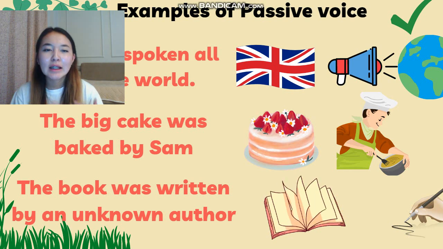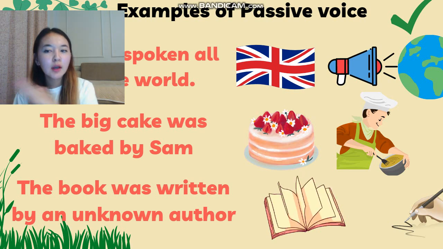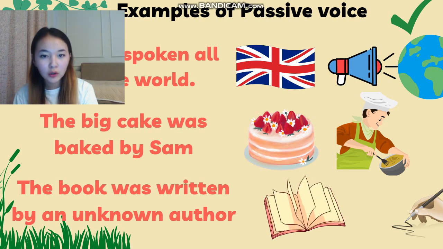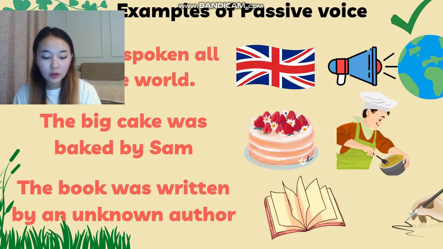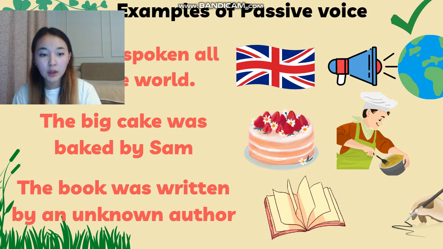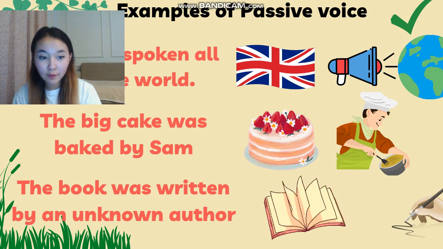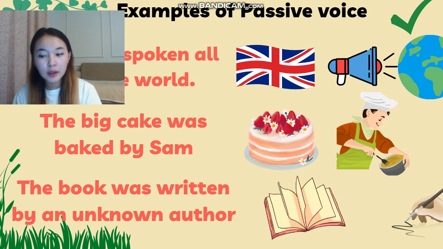And now let's look at examples of passive voice. English is spoken all over the world. Here, English is subject, also is spoken all over the world, it's a verb. We use is, am, are, also plus verb 3. It is a present simple passive. The big cake was baked by Sam. It is a past simple passive. Here, the big cake is subject, was baked is a verb.